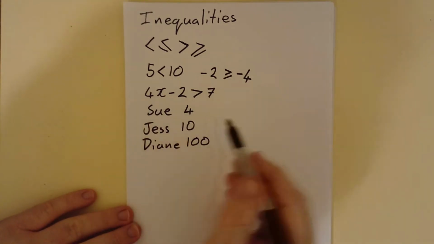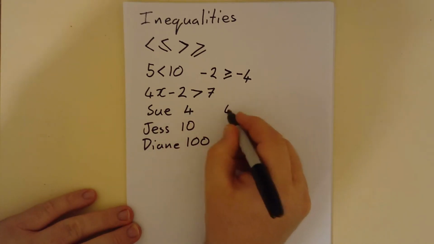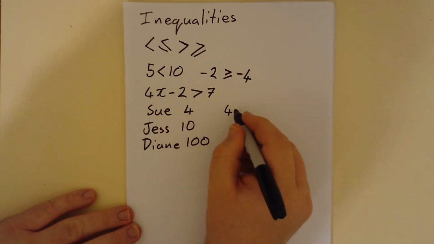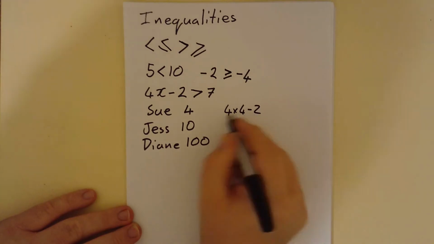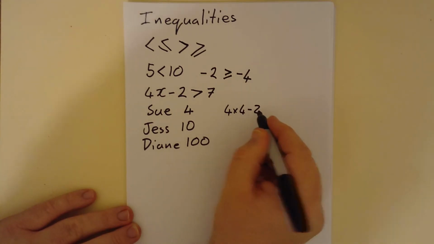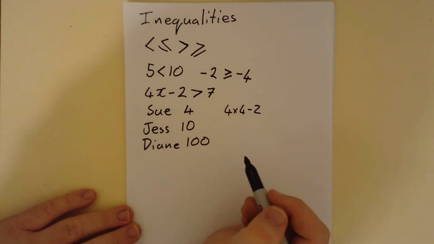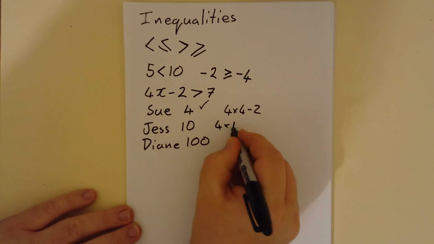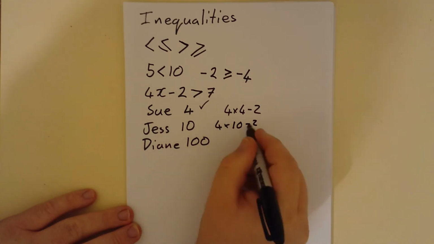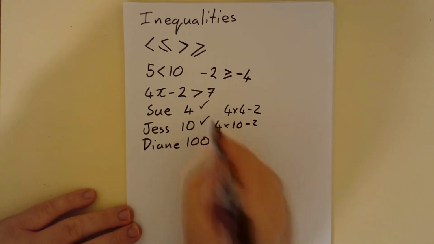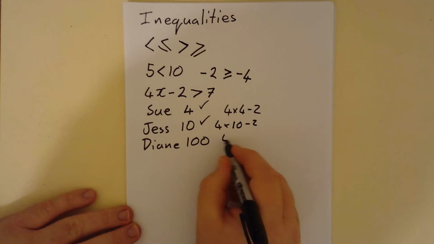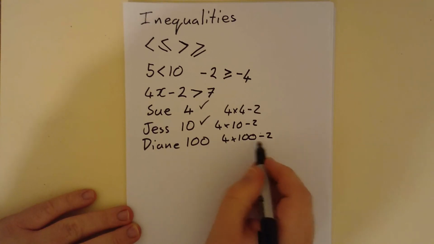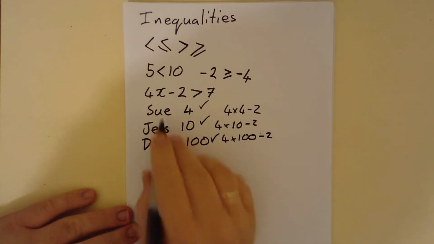So if we substitute in here for Sue, we would get 4. And remember, whenever there's no symbol between a number and a letter, it's a times. So 4 times 4 minus 2. Well, that's 16 minus 2 is 14. And 14 is greater than 7. And we can look at these other ones. 4 times 10 is 40, minus 2 is 38, which is also bigger than 7. And 4 times 100 minus 2 is 400, minus 2 is 398, which is also bigger than 7. So all of these people are right.